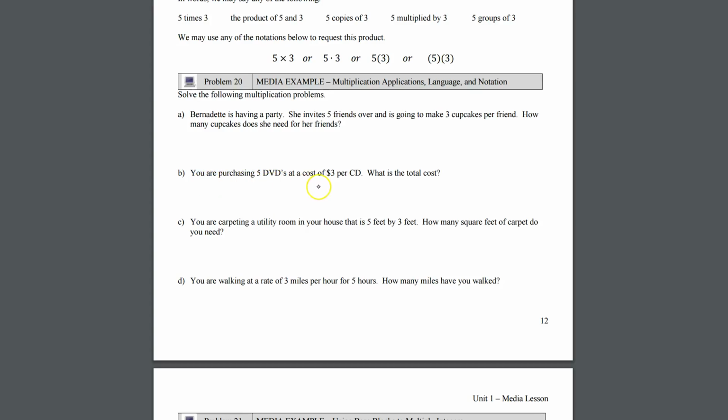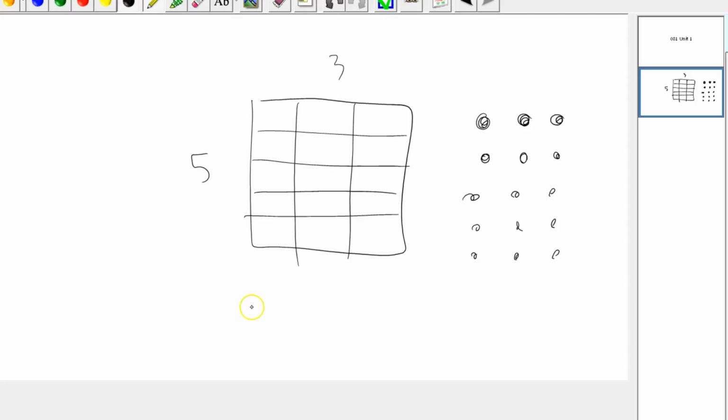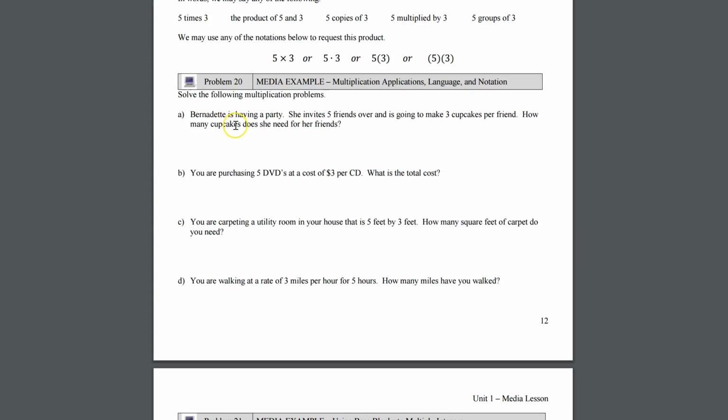You're purchasing 5 DVDs at a cost of $3 per DVD, so this is a good example of repeated addition. Okay, so again, when we get to the abstract notion of multiplication, we can think of these in any of these ways, but it's good to have these ways to think about multiplication to connect to the other ideas. So 5 DVDs at $3 per DVD means we'd add $3 to itself 5 times.